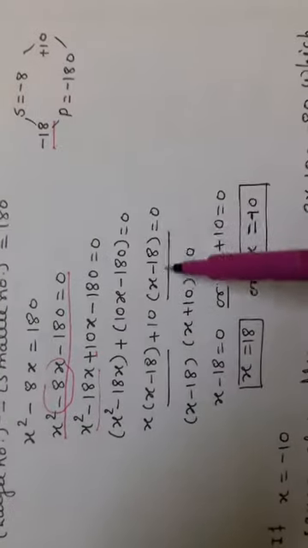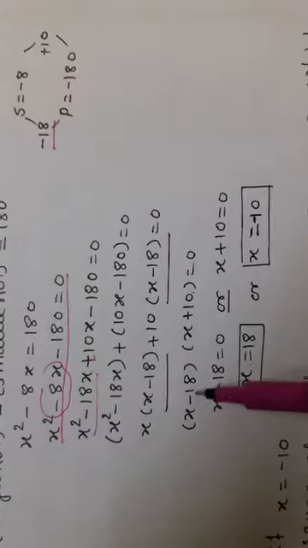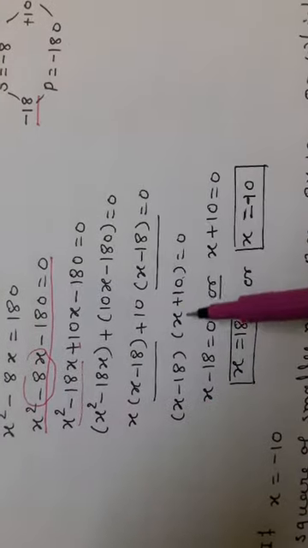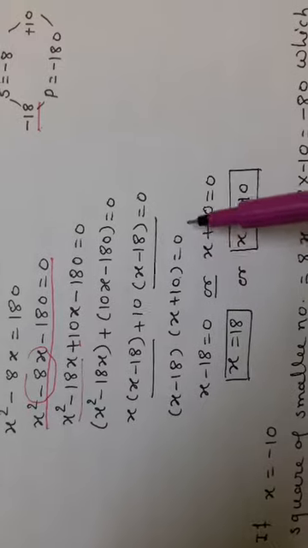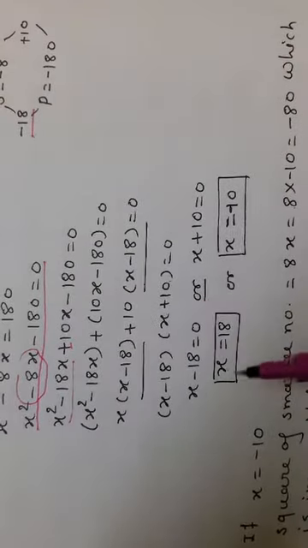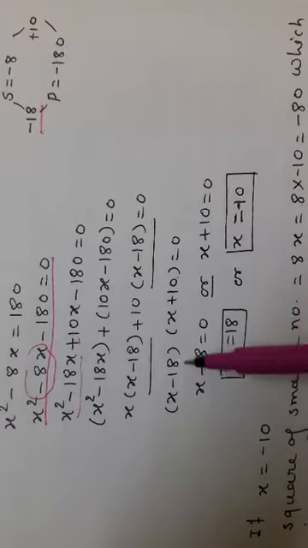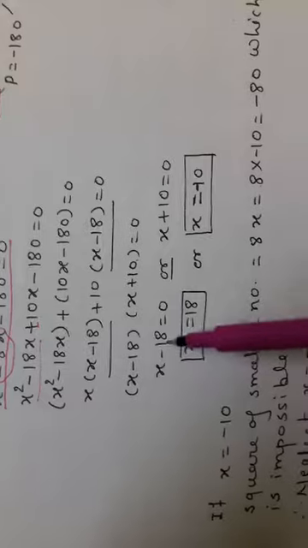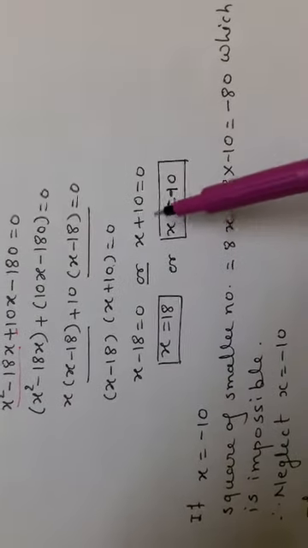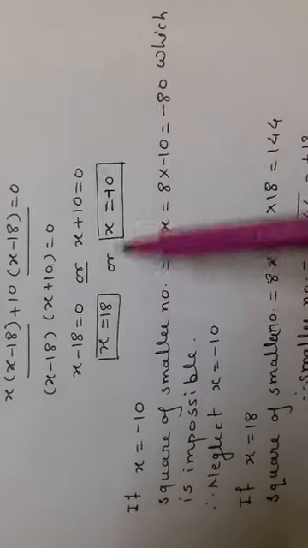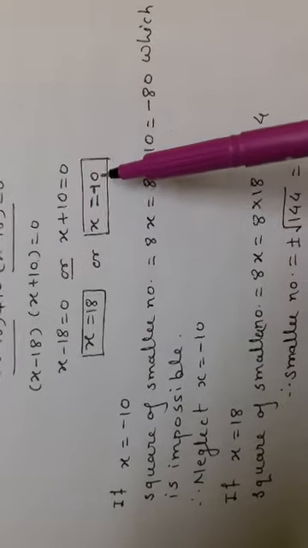x minus 18 is common. So what is left here? x plus 10, which is equal to 0. These are the two factors of the quadratic polynomial. On equating each factor to 0, x minus 18 is equal to 0 or x plus 10 is equal to 0. We will get x is equal to 18 and x is equal to minus 10.